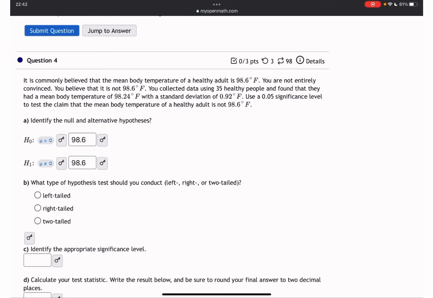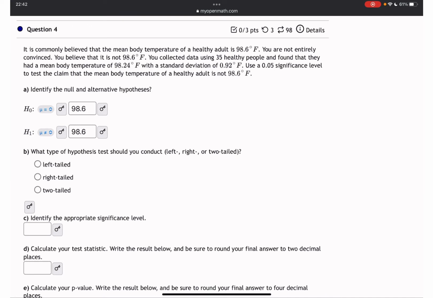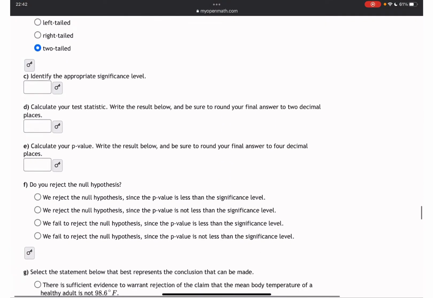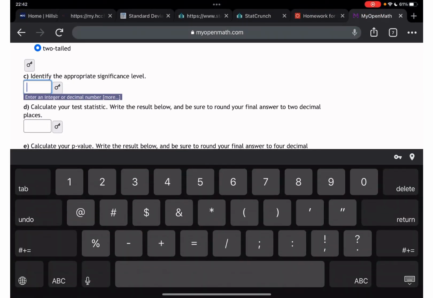So next, what type of hypothesis test it is? Actually, I'm going to place a lecture also so you can understand. Hypothesis test is identified based on alternative, which is in this case H1. So if we have greater than, it's going to be right tail. If we have less than, it's going to be left tail. If we have not equal, it's going to be two tail. In our case, it is going to be two tail. Next one. What is the significance level? Significance level was 0.05, right? Okay, 0.05.